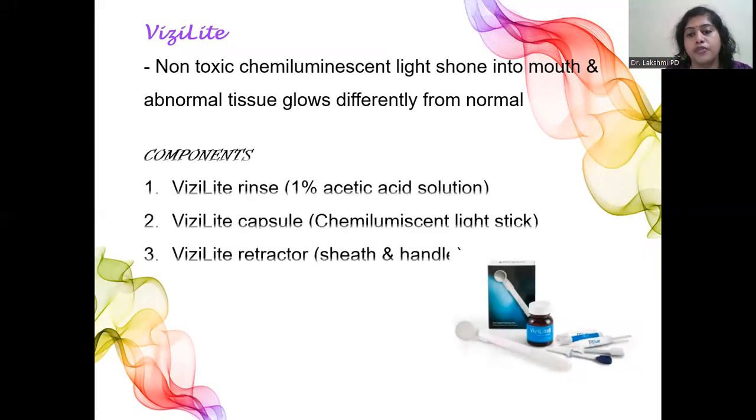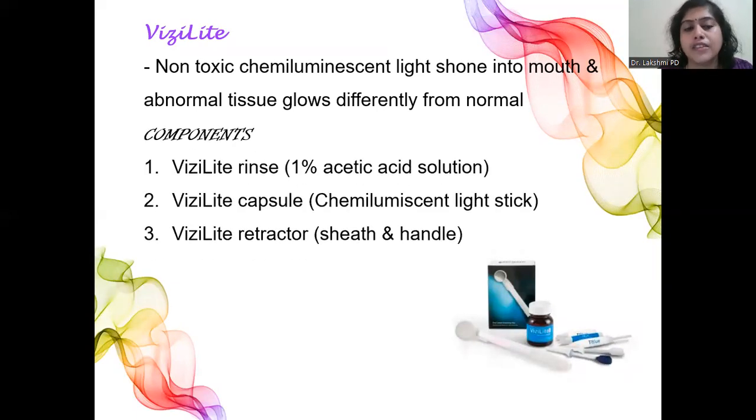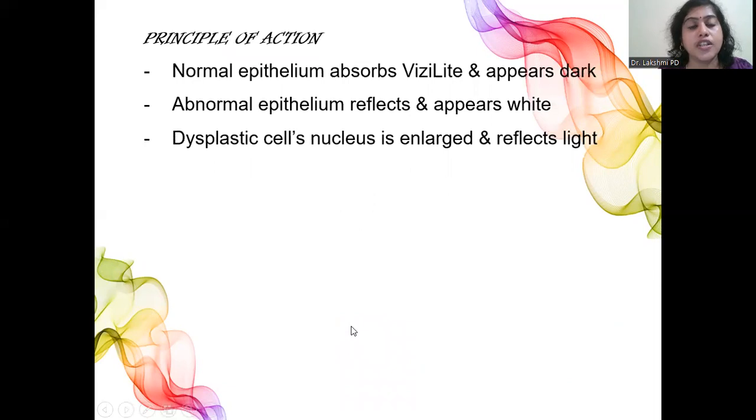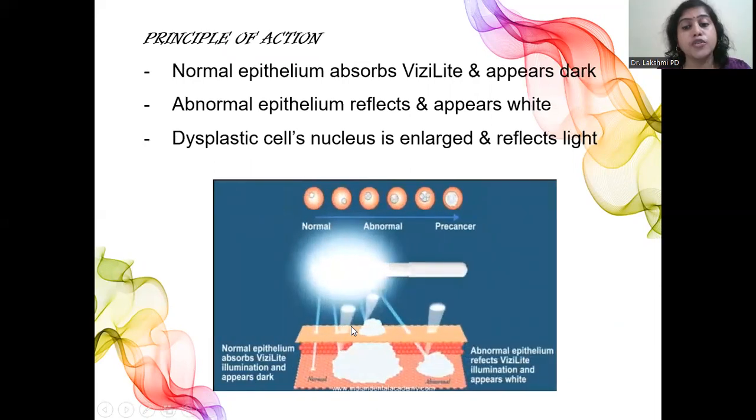So this is a picture of your VC light kit, and the components are your VC light rinse, which is 1% acetic acid solution. You have a VC light capsule, which is a chemiluminescent light stick. You have a VC light retractor with sheath and handle, basically to retract the oral cavity. You ask the patient to rinse the mouth to remove any food debris, and then to rinse the mouth with the VC light rinse, and then you activate the chemiluminescent light stick and shine it into the patient's mouth like this picture, and whichever area is abnormal gives you a higher glow compared to your normal areas.